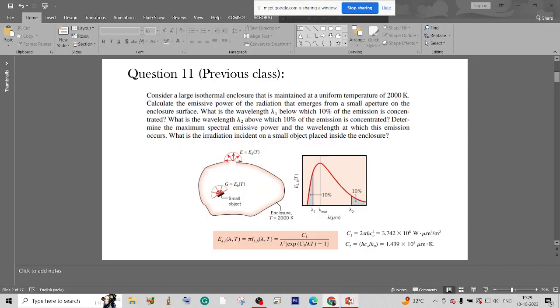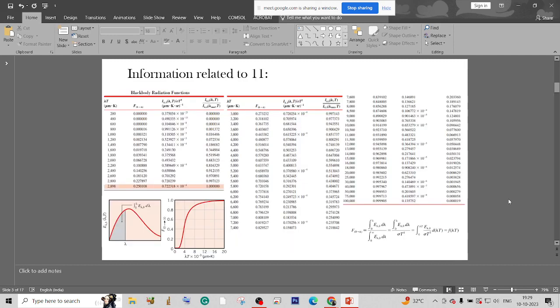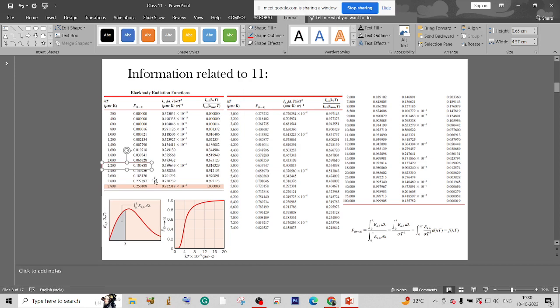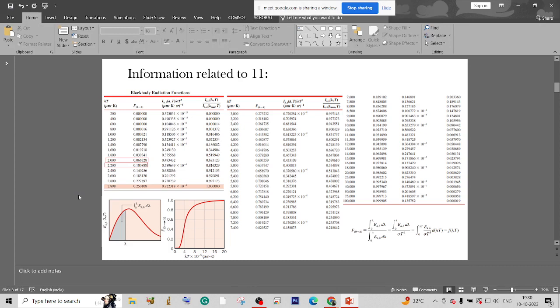So if we go to the table for that fraction, we can see that 0.1 is between this and this. Just let me mark it up. So this is one bound, and this is another, and we have to do interpolation between them.